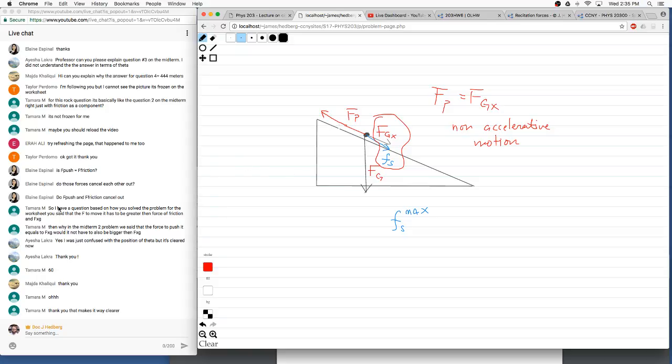Okay, so F push and F friction, if I'm answering this line right here, those aren't the whole story, right? We also have this Fgx there. So F push is going to have to balance Fgx plus F static in order to get this thing to move.